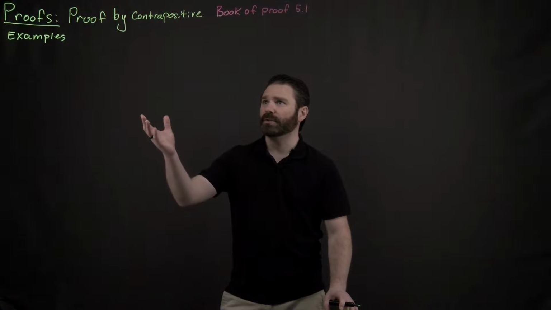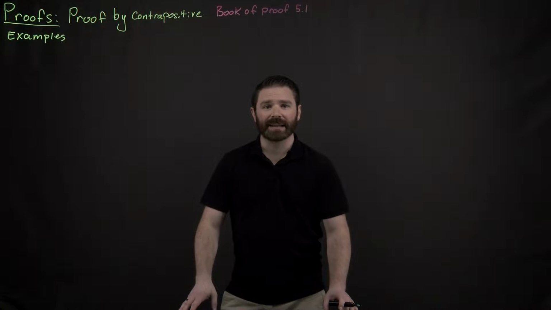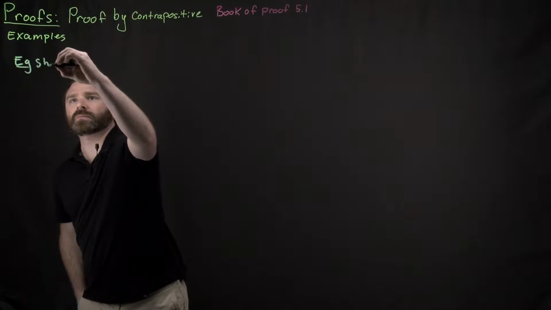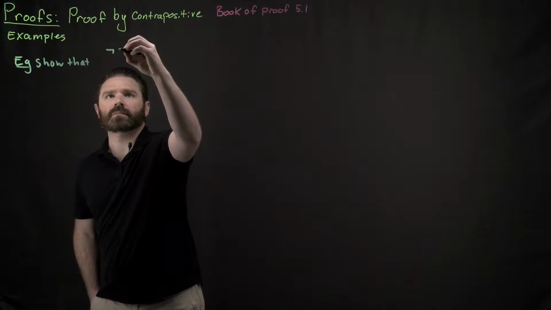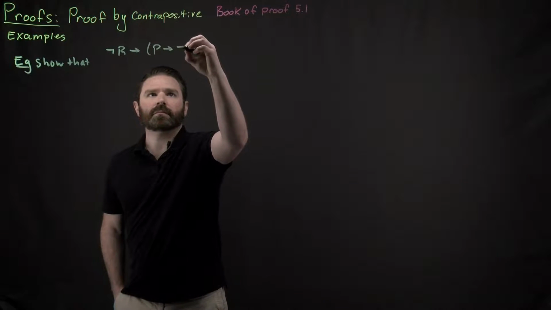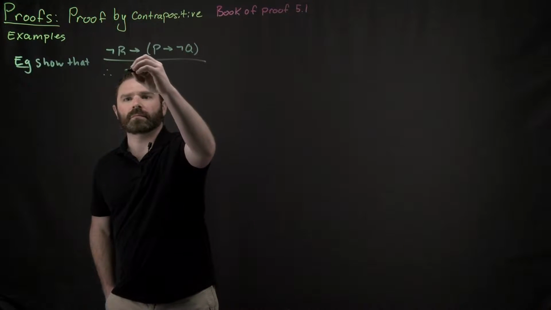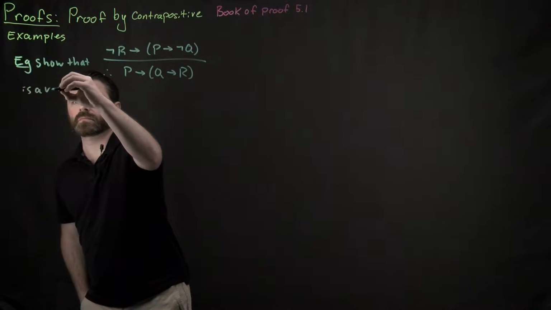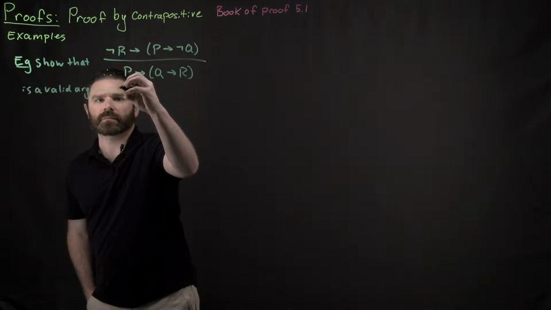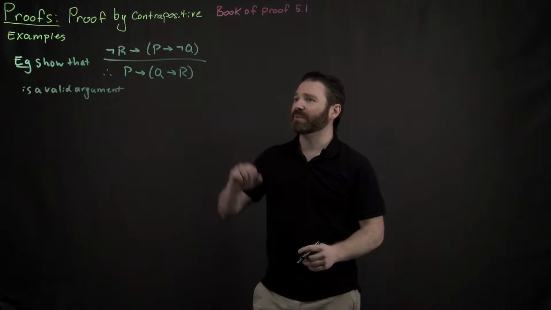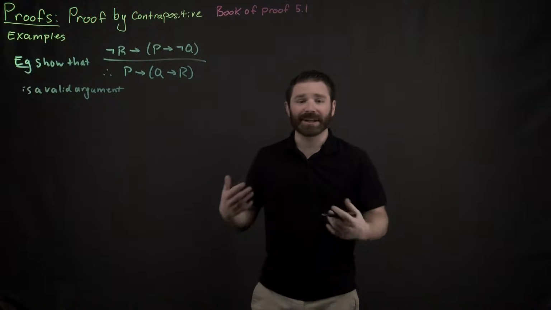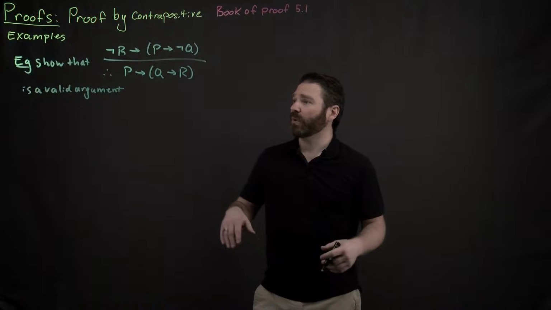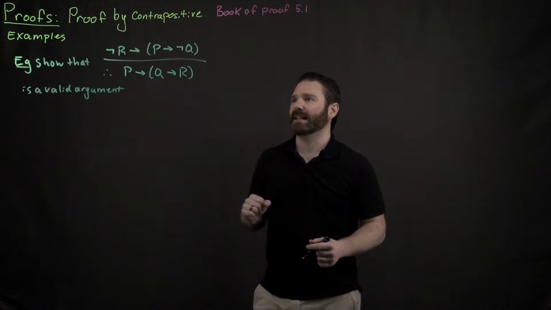So to conclude our examples for proofs by contrapositive, let's go ahead and consider the following example. For this example right here, basically what we are trying to do is make our own addition to Rosen's table back in Rosen section 1.6. What we want to do is show that this right here is a valid argument.